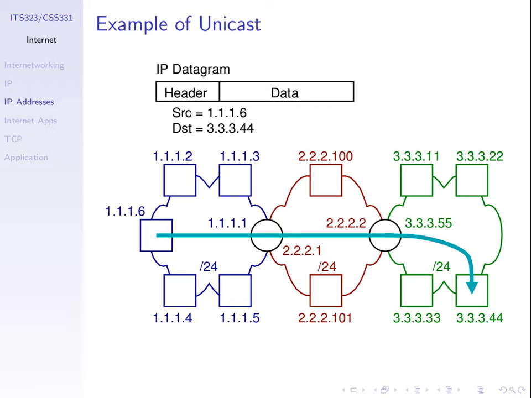So the routing tables would determine the path that this datagram takes through the internet. We'll not show them here because the routes are very simple. There's not many options. Let's consider the special case addresses and see how they're used.